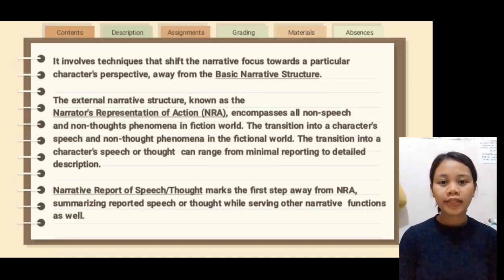So think of the narrative report as a window into a character's mind. When you read "Bob thought about his move," it's like you are peeking into his thoughts, gaining a deeper understanding of his emotions and feelings. It's a tool writers use to add layers to their characters and make the story more engaging.